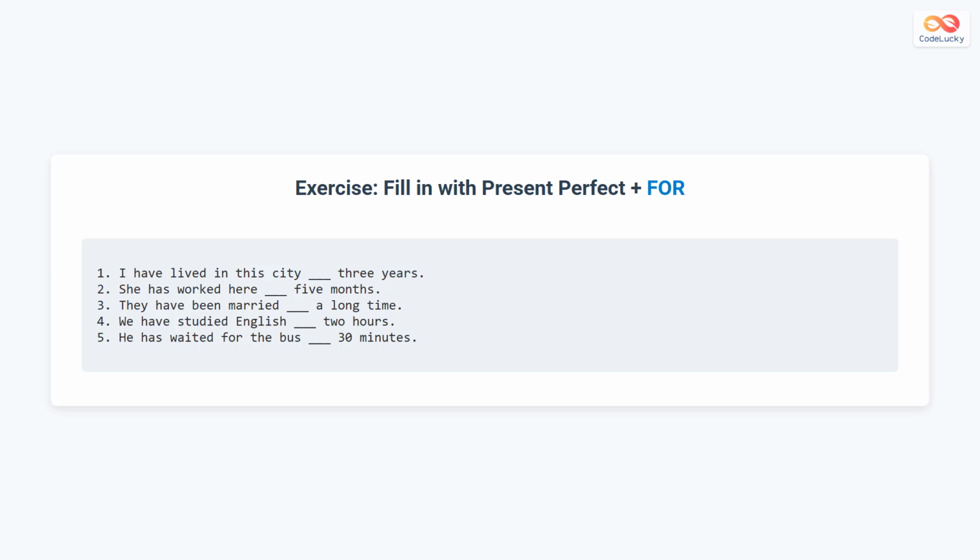Try filling the blanks with the present perfect and "for." For example, I have lived in the city blank 3 years. She has worked here blank 5 months. They have been married blank a long time.